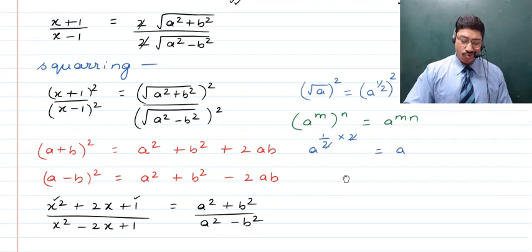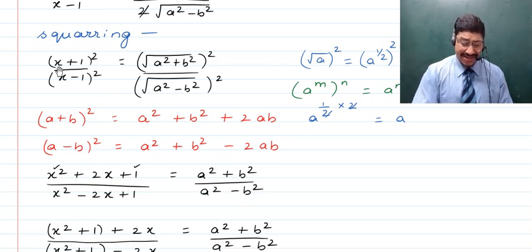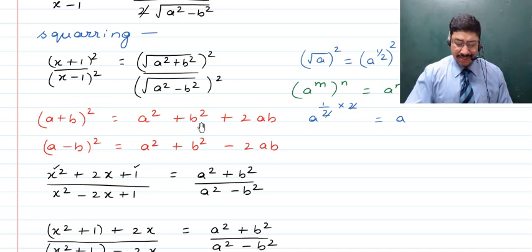And thus the root gets removed from the right hand side, and thus we can just say a square plus b square upon a square minus b square. And on the left hand side, we are now to write something like a plus b whole square, which becomes equal to a square plus b square plus 2ab, right? And by another algebraic identity, you can talk about the expansion of a minus b whole square. So that becomes equal to a square plus b square minus 2ab.